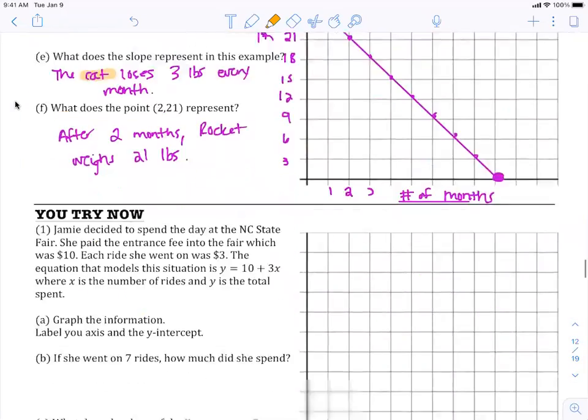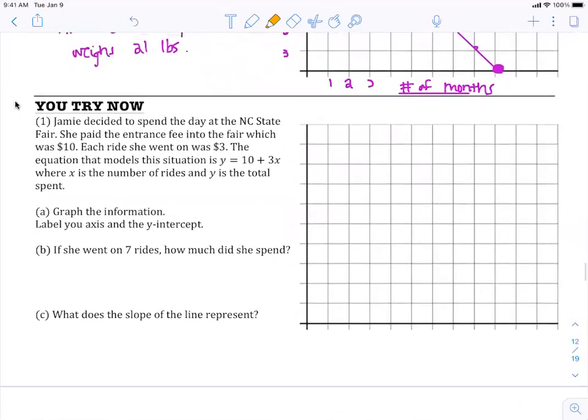All right. If you would like, there is a You Try Now problem that you can go ahead and try if you're feeling good about it. If not, you can now start your homework for the day.